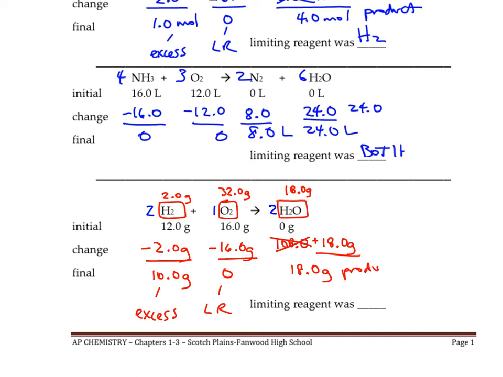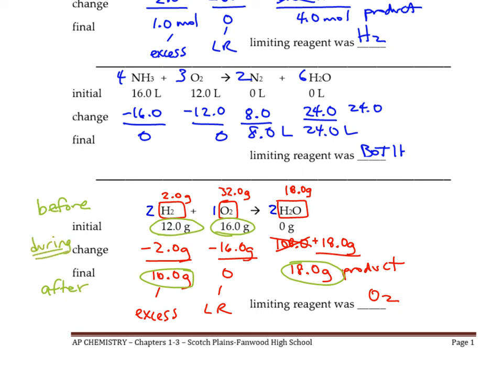Let me point out something interesting about gram problems. If you were to add up the 12 plus 16, it should be the same answer as the 10 plus the 18. Because remember, the initial is the before, and the final is the after the reaction, and the change is the during the reaction. So during the reaction, you should see that 2 and 16 react. That's going to make 18.